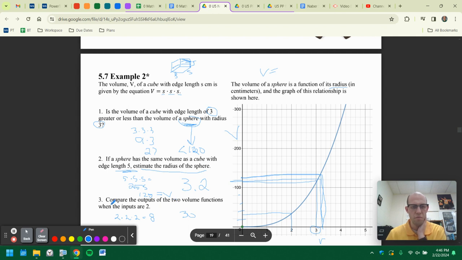And 3, compare the outputs of the two volume functions when the inputs are 2. So input 2 times 2 times 2 is 8. Input down here, 2, it looks to be about 30.